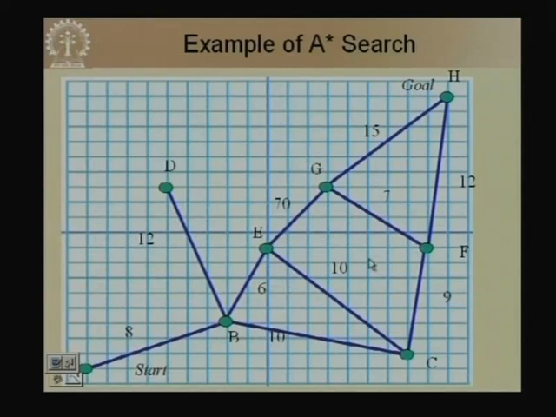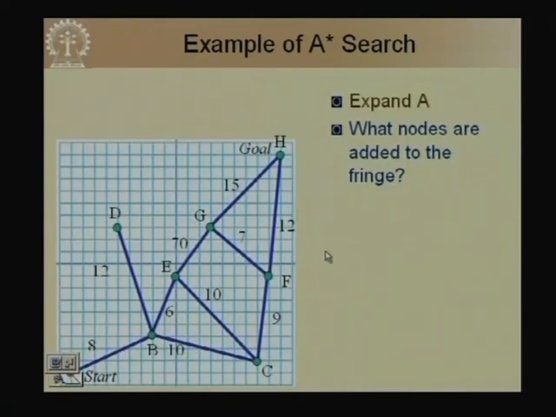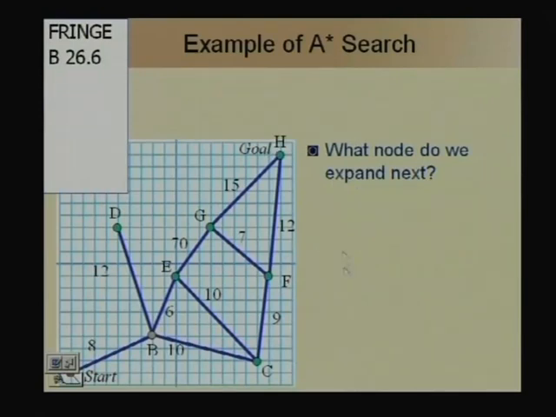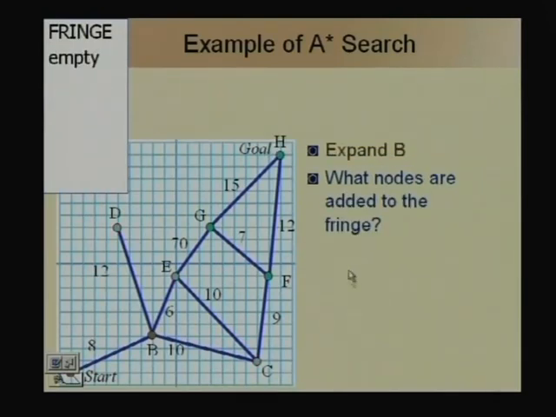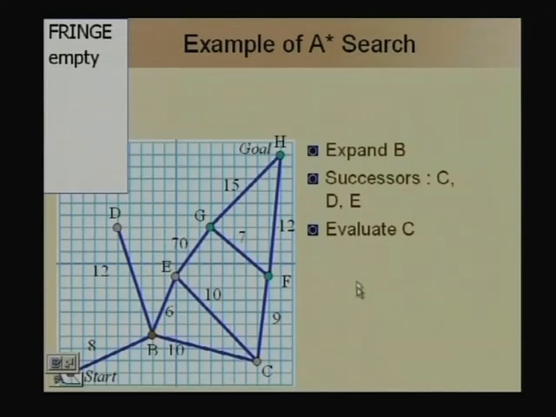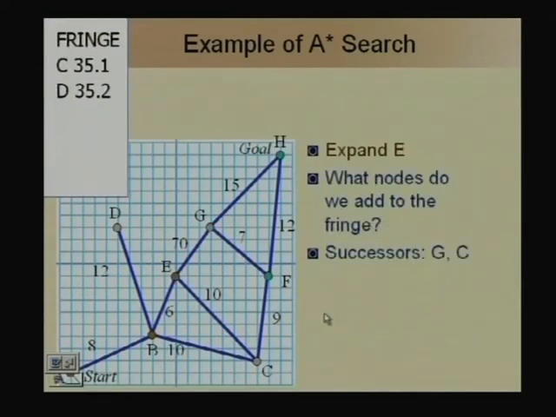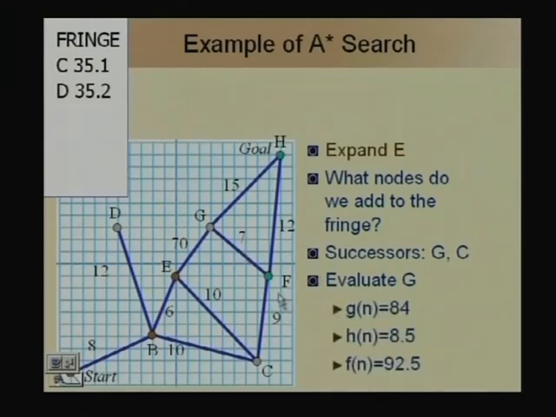Now, let us take the same graph and run A star. We first expand node A, and then we add node B to the fringe, whose g is 8, h is 18.6 and f is 26.6. Then we expand B, and then we add C, D and E to the fringe. For C, the f value is 35.1. We put it in the fringe. We evaluate D, f value is 35.2, then we evaluate E with f value 27.5. Then we expand E, add successors G and C, evaluate G, g is 84, h is 8.5, f is 92.5.